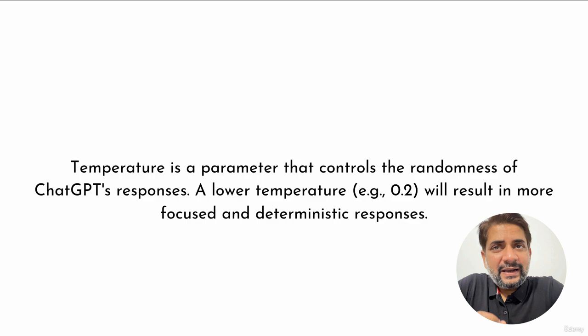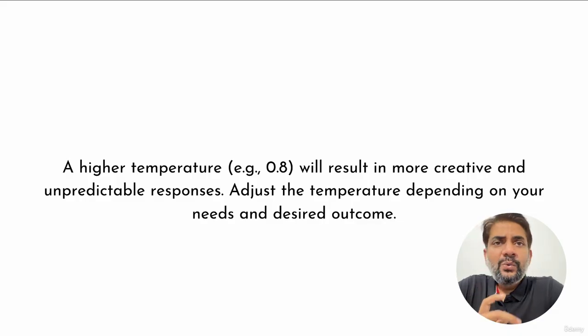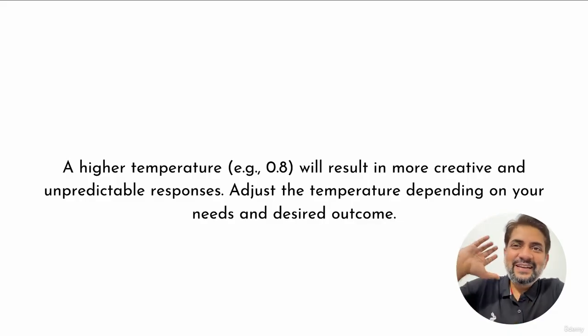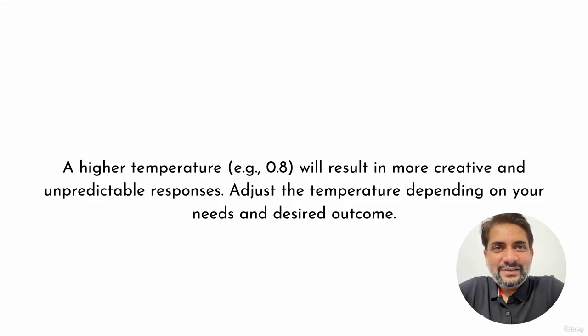Temperature is a parameter that controls the randomness of any of the AI tool responses, be it ChatGPT or anyone. A lower temperature will result in more focused and deterministic responses. A higher temperature will result in more creative and unpredictable responses. So it will start thinking outside the box. Adjust the temperature depending on your needs and desired outcome.